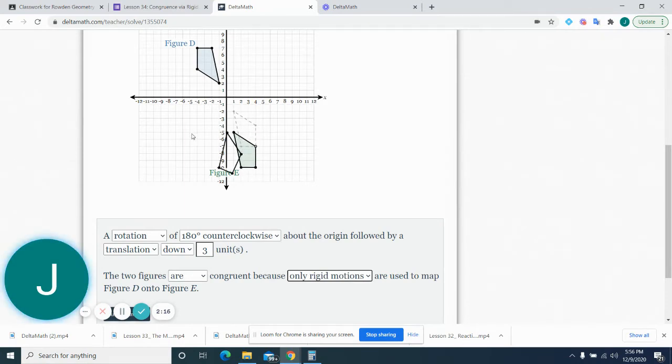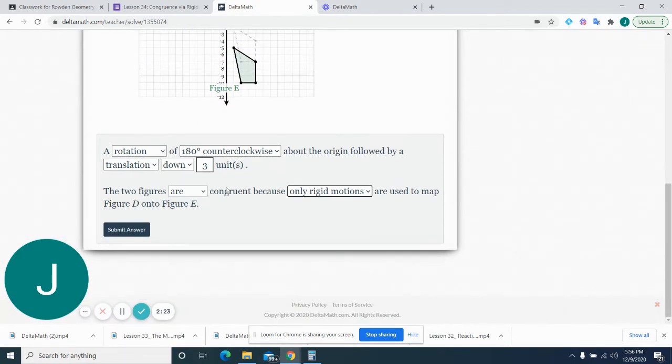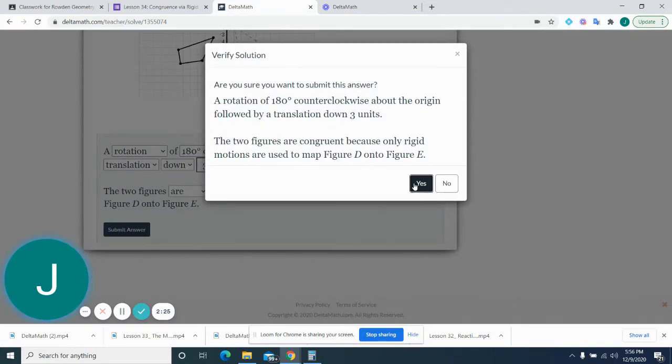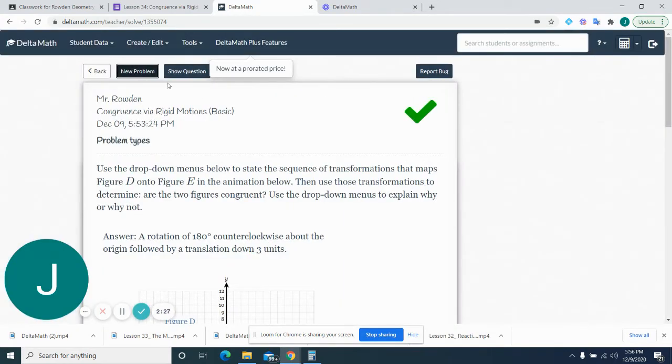So the two figures are congruent because only rigid motions are used to map figure D to figure E. Notice we didn't stretch or shrink. We took the exact same figure and we just moved it over until figure D was where figure E was. And let's see if they're happy with that answer. Yeah.